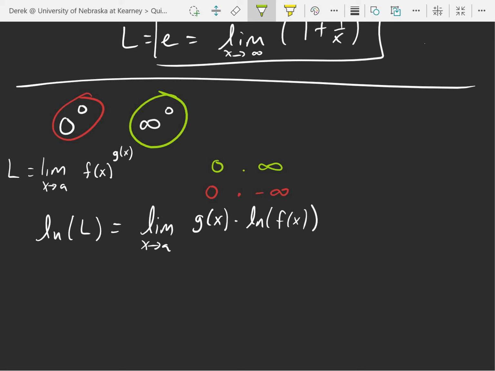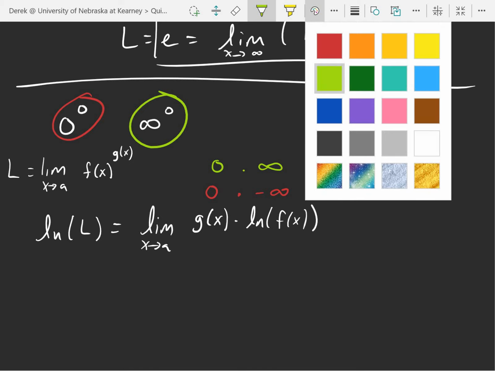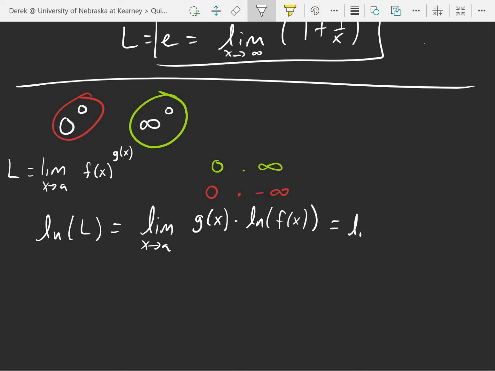So you end up with 0 times infinity or 0 times negative infinity, and from there you use the trick that we divide by 1 over g of x, so you get the natural log of f of x over 1 over g of x, and you end up in the infinity over infinity case with a plus or a minus. Okay, so those are how we use L'Hopital's rule, and a little bit about the proof of it.